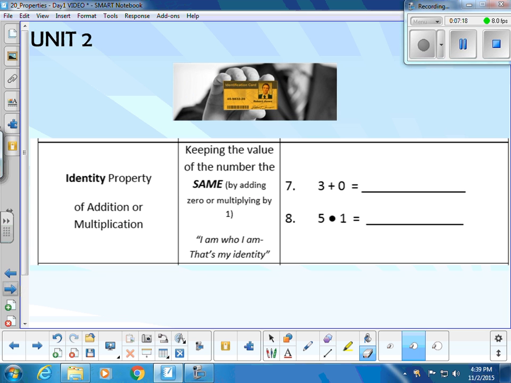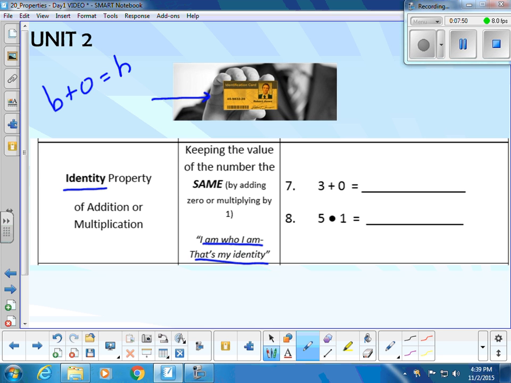Our next property is our identity property. And that identity property is when we're talking about our ID cards. Each of us got an ID card when we got our school pictures taken, and that ID card tells us who we are. I am who I am, and that's my identity. My ID shows who I am. Well, simply, our identity property says that if I add 0 to any number, say I had the letter B and I add 0 to the letter B, I'm going to keep its identity the same. It's not going to change.